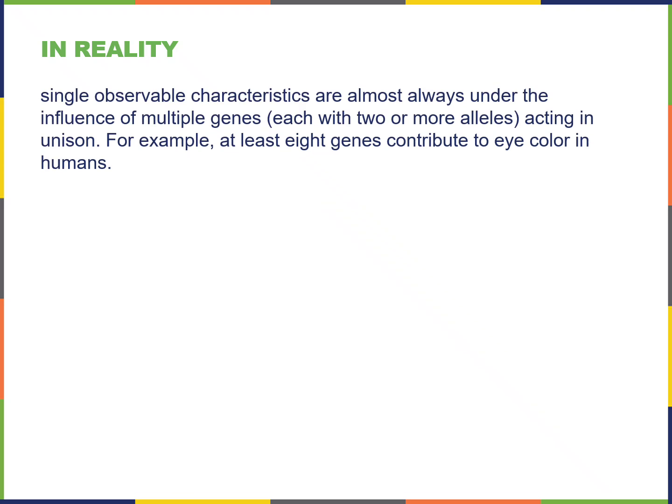A lot of the time, what we find is that a single observable characteristic, for example the color of your eyes or how tall you are, tends to be under the influence of many, many genes. It's not just one gene that controls all of eye color. For example, at least 8 genes in humans contribute to eye color. Things like your height will have several contributing factors. The color of your skin, lots of different genes will contribute to it. Okay?